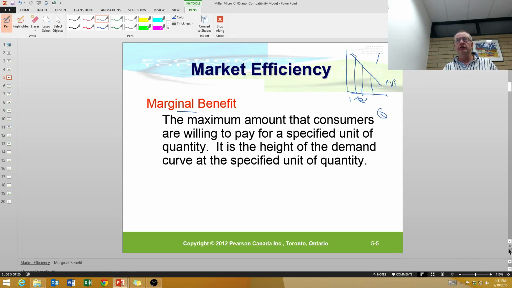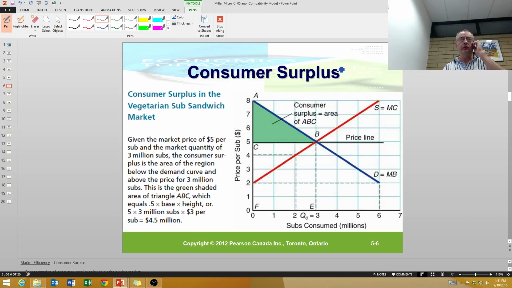And we will come back to this in subsequent chapters. Okay, so here we have the same diagram of the consumer surplus that I tried to draw.